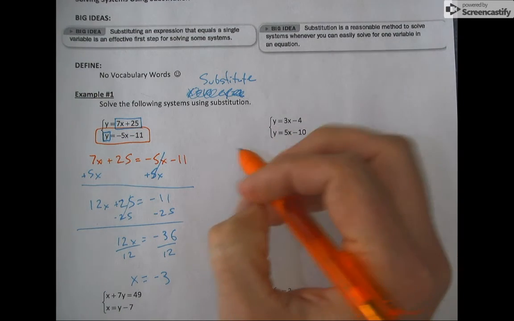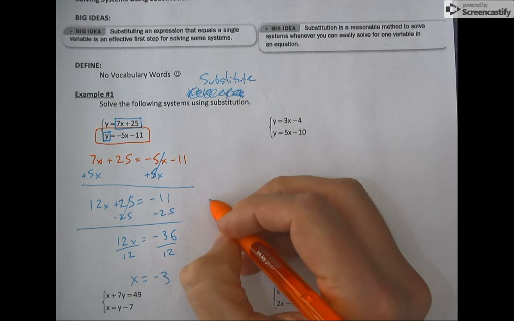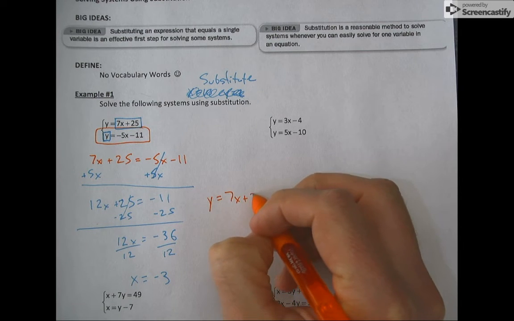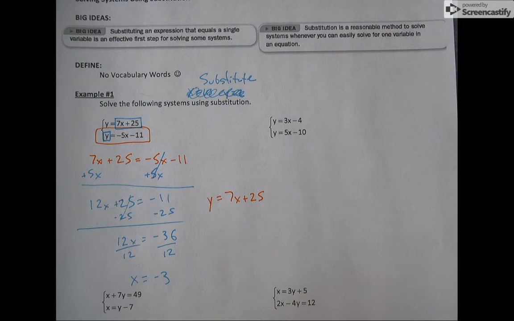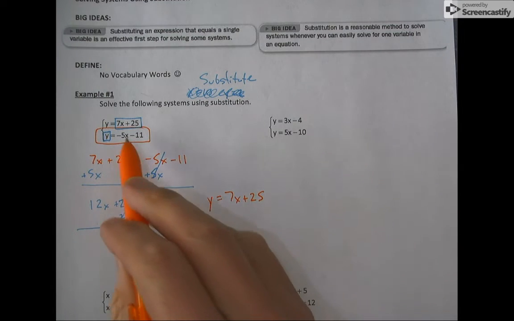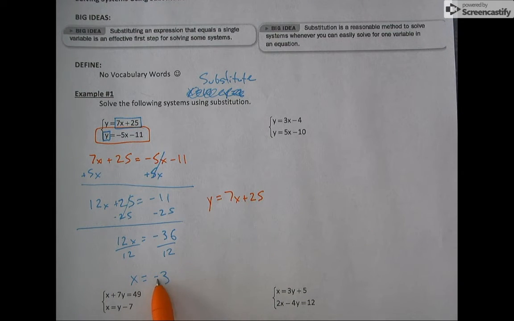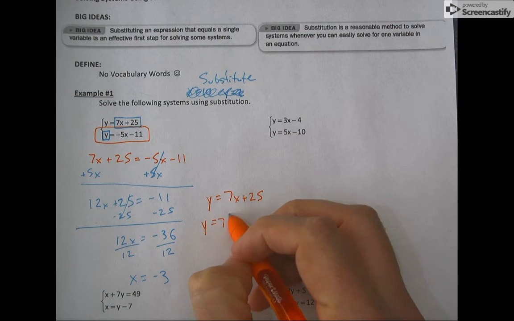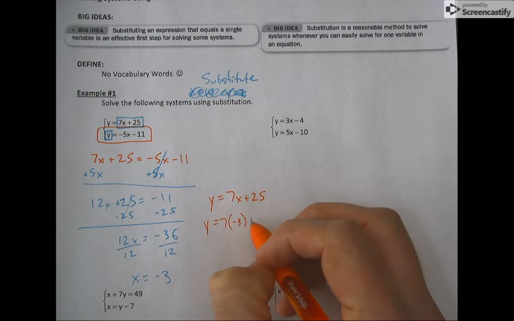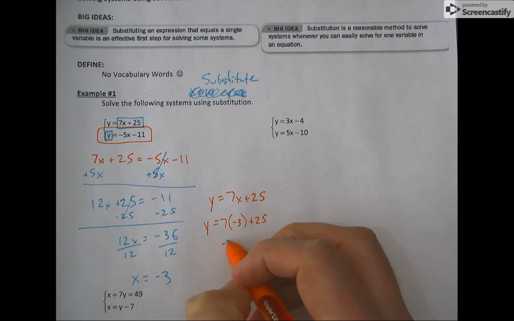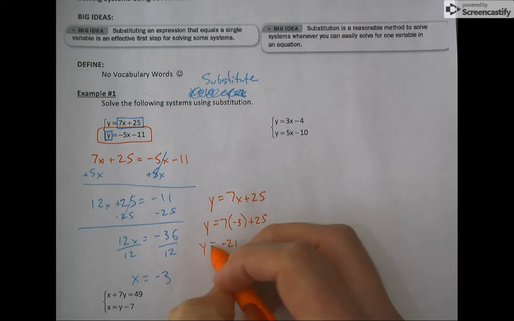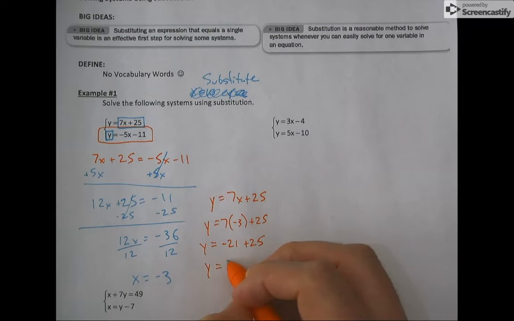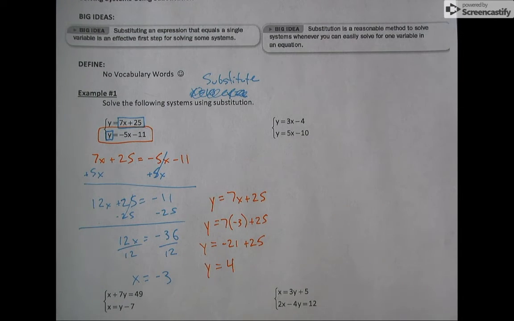So here's what I mean. I'm going to go back to the first one. It doesn't matter. It doesn't have a negative, so I'd rather work with this one. And again, you could have chosen this one. And so I'm going to plug in -3 or substitute -3 in for x. So 7, x becomes -3. So that's -21. And -21 plus 25 gives me a final answer of y equals 4.